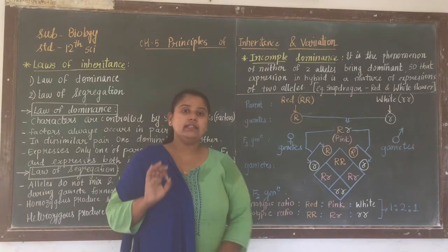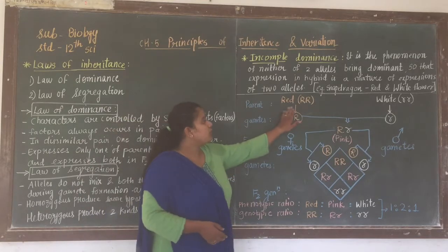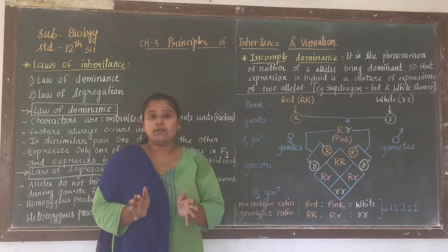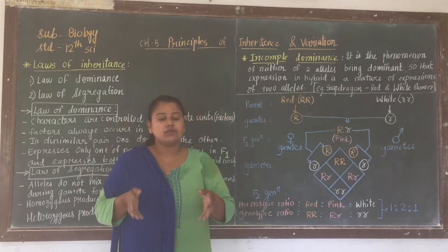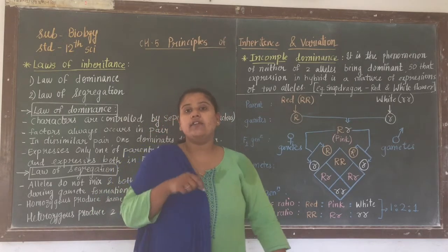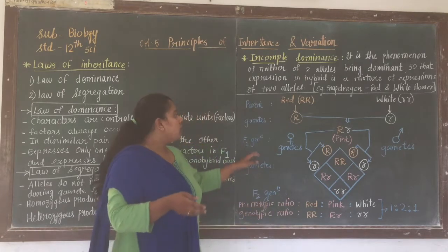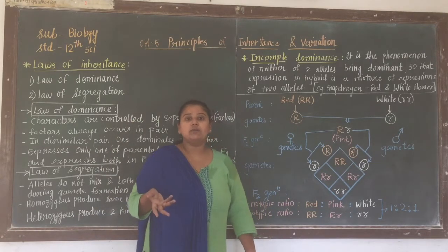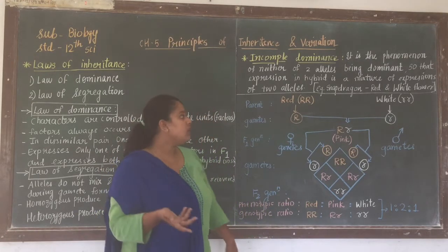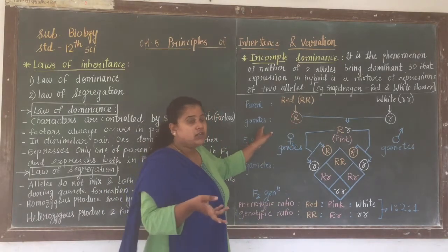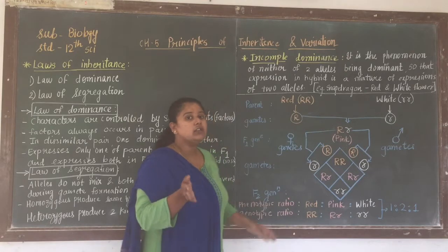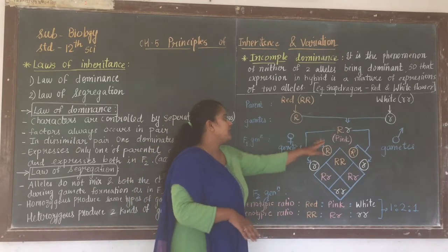So in incomplete dominance, what happens? Both gametes formed by the parents have equal dominance. For this reason, when the F1 generation is formed, both of them equally express to form a mixture of expression. And when the mixture of expression occurs, it gives neither red color nor white color, but a mixture of both of them, that is pink.